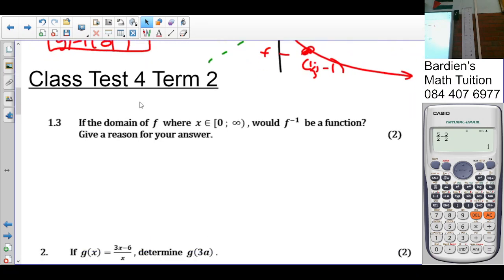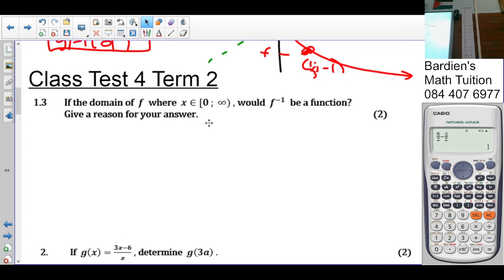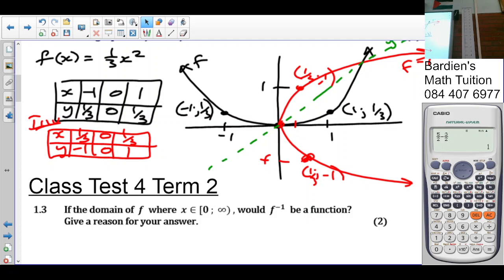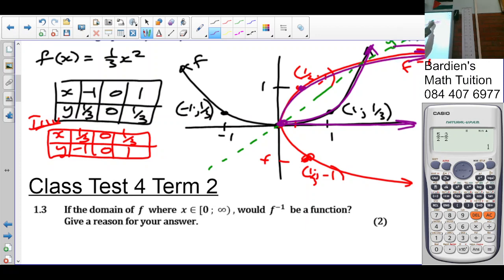If the domain of f were x is an element of 0 to infinity, that means they're considering this part of the graph only. Would the inverse be a function? If it was that part of the graph only, that is the part that would be drawn. If you reflect that in the line y is equal to x, you must interchange x and y. 0 and 0 remains 0 and 0. 1 and a third becomes a third and 1. So is this inverse here a function? Yes. Why? It passes the vertical line test.